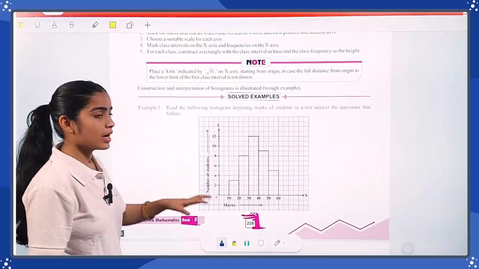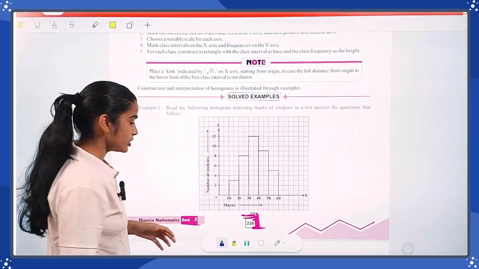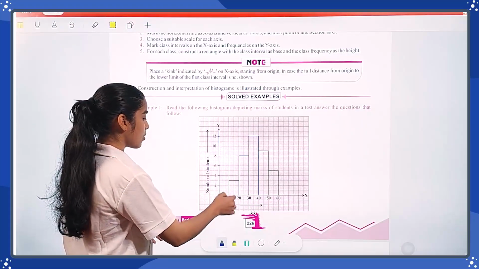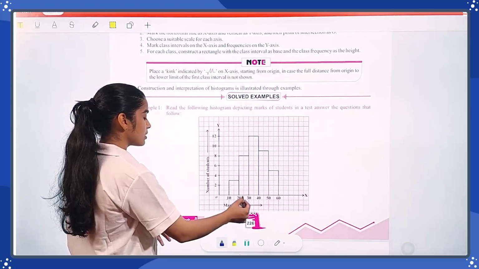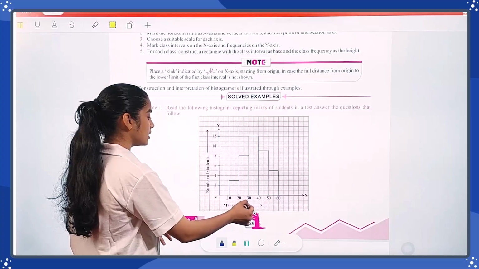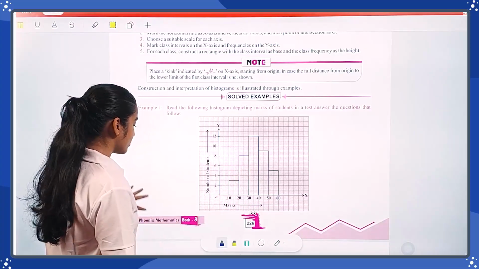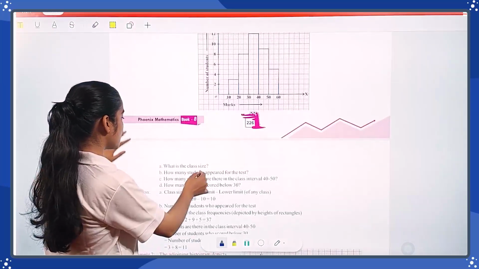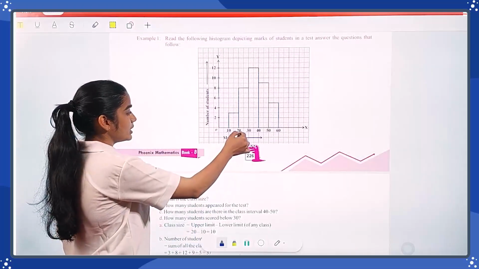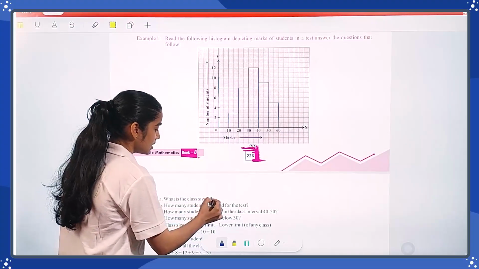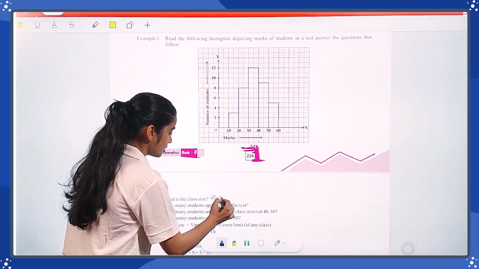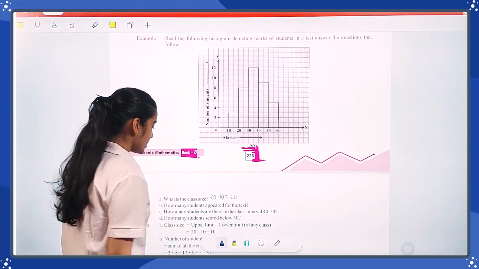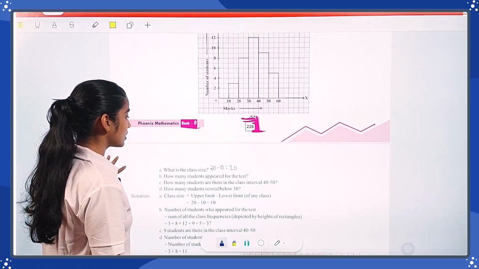In a histogram, we are making a grouped data representation. It means 10 to 20. So how many students get marks between 10 to 20? 3. How many students get marks between 20 to 30? 8. So in such a way we are answering. What is the class size? 10 to 20, 20 to 30, so the class size is 10, which is 20 minus 10.